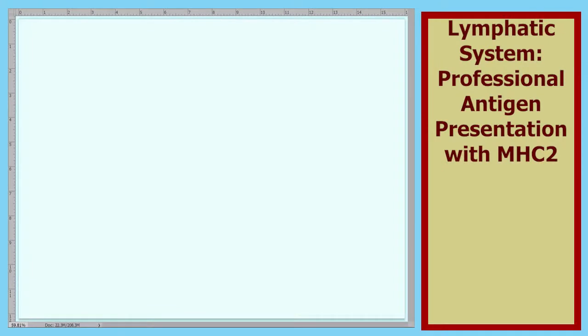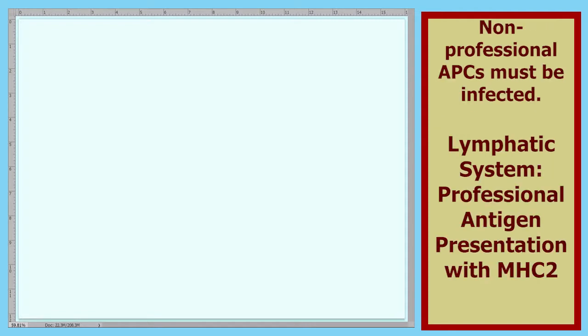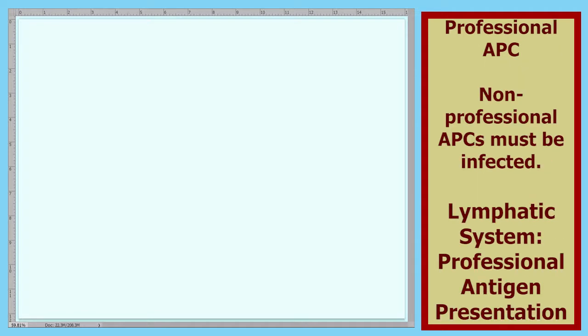Hello students, welcome back. In today's lecture, we will discuss how professional antigen-presenting cells present antigens to the immune system using the MHC. Remember from a previous lecture that non-professional antigen-presenting cells, APCs, can only present antigens once they have been infected. Let's draw our professional APC, antigen-presenting cell.